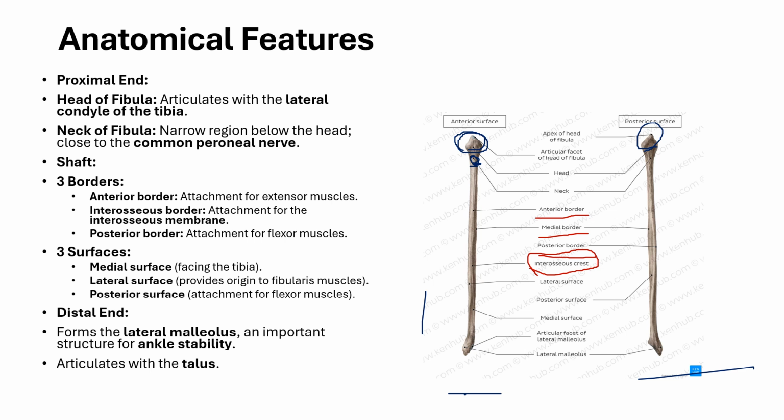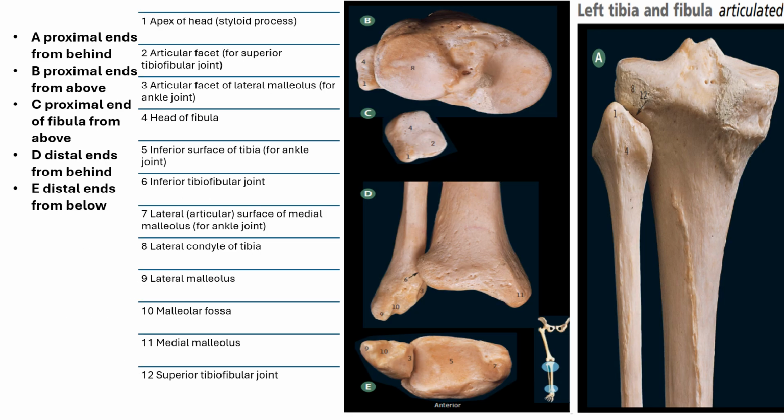Finally, at the distal end, we have the lateral malleolus, a bony prominence. At the lateral distal end, the lateral malleolus is a bony prominence that stabilizes the ankle joint by articulating with the talus. This area is often involved in ankle injury, especially fractures. Let's now see the specific landmarks of the fibula.